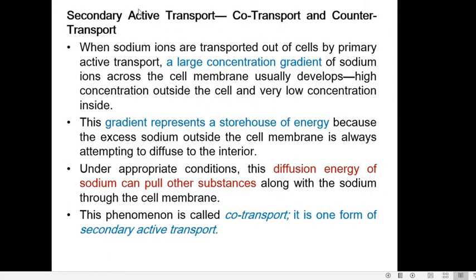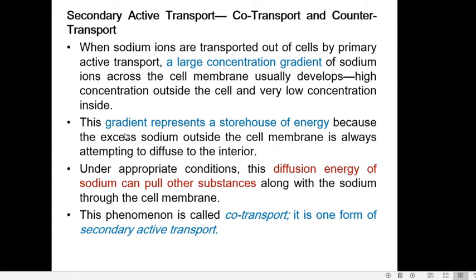What is secondary active transport? This is also called co-transport. So, as it was already mentioned, the sodium potassium pump can create an electrochemical gradient of sodium and potassium. There will be a higher concentration of sodium outside the cell, which is created by the activity of the sodium potassium pump. So, a concentration gradient exists now. That is, there is a higher concentration of sodium outside and a lower concentration inside.